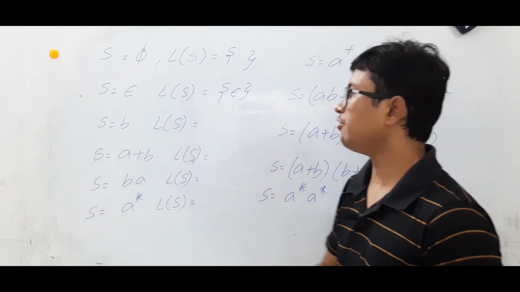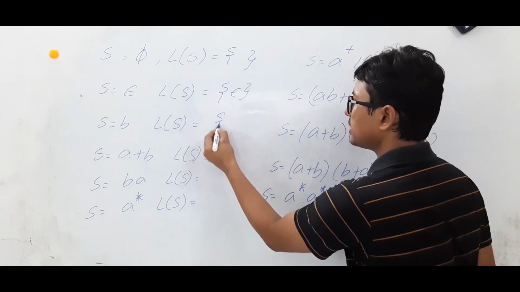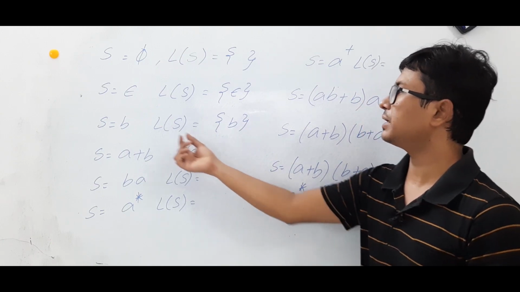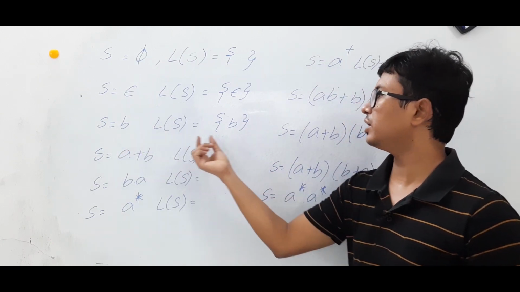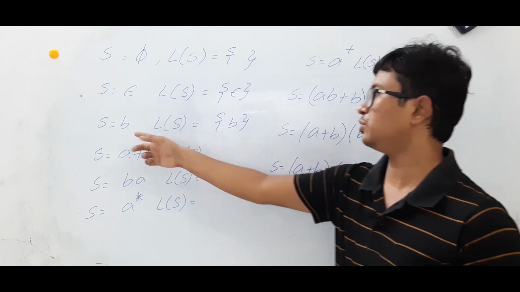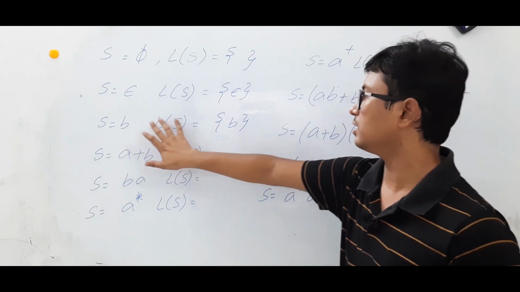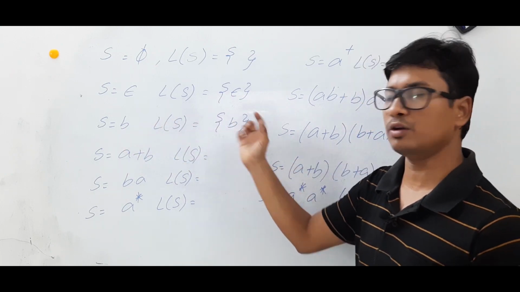Now if you have b, the language generated is only b. It consists of the string b only, because the regular expression is b only. There are no other operators. It is only a simple alphabet, so we can generate only the string b.